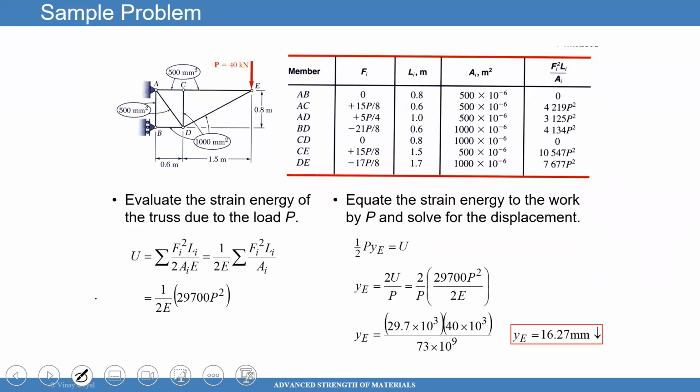There you go. I did it here. I did it with y, not rho, but you can do it with rho. And the deflection gives you 16.27 millimeters going downwards.